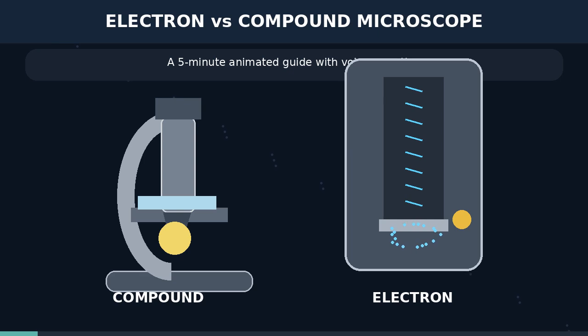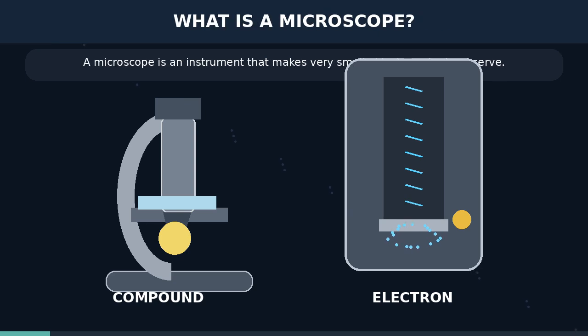A microscope is an instrument that helps us observe objects that are too small to see clearly with the unaided eye. Microscopes are widely used in biology, medicine, research, and many other scientific fields.